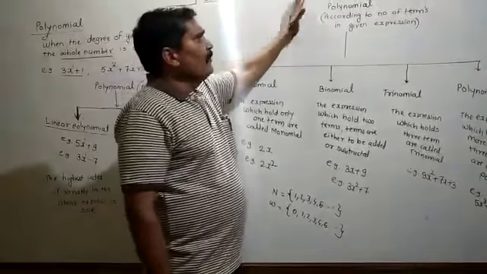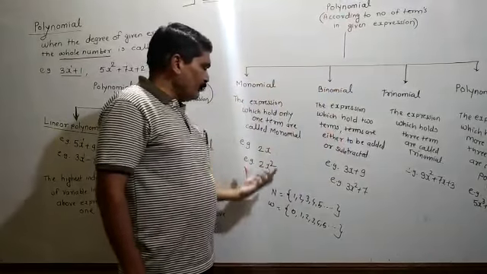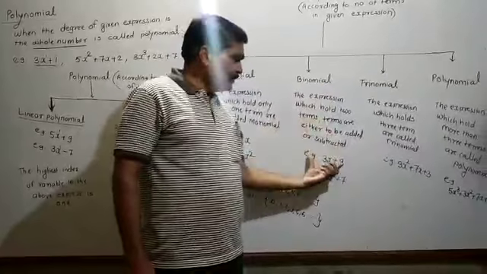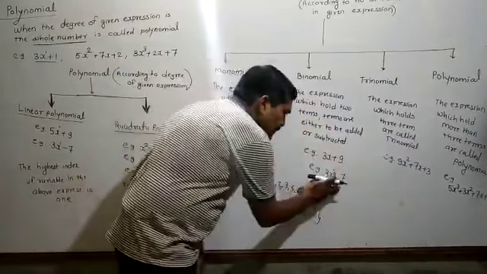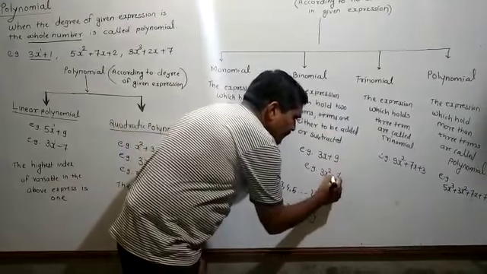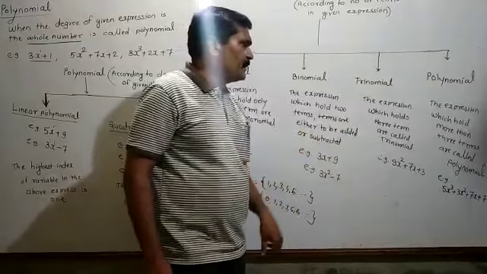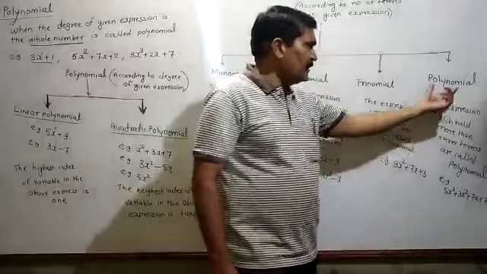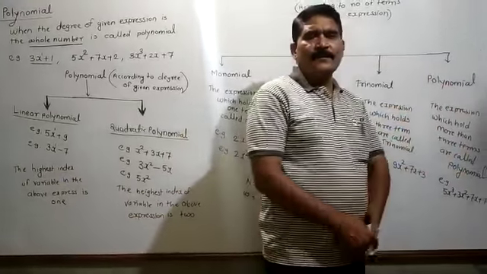And according to the number of terms, this is the monomial. Monomial means the expression which holds only one term. Binomial holds two terms. Terms are either added or subtracted; instead of this plus I will give the minus sign. Trinomial means the expression which holds three terms. The expression which holds more than three terms is called the polynomial.